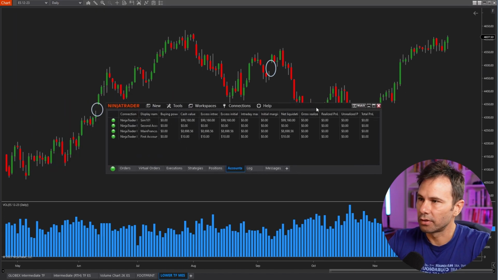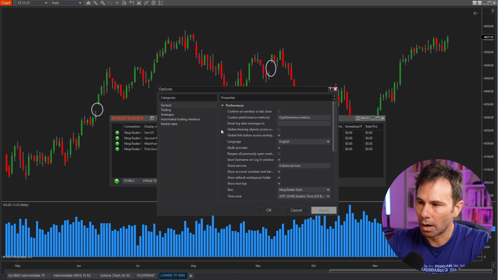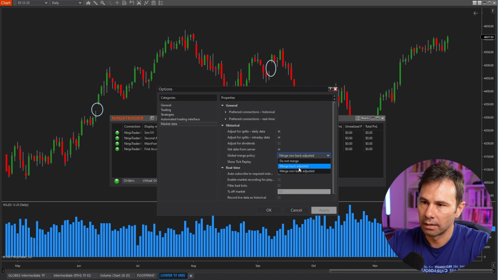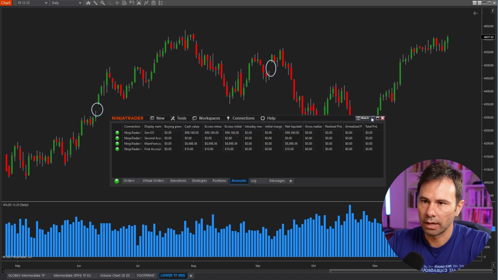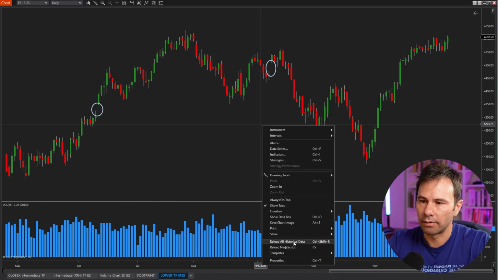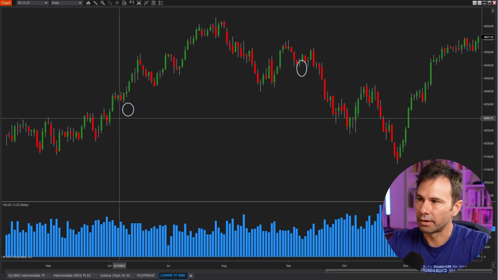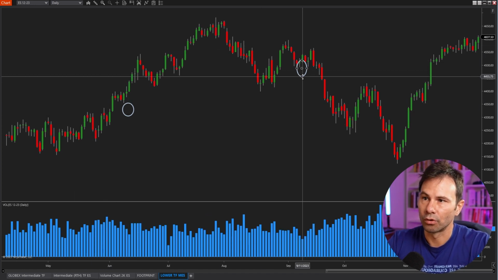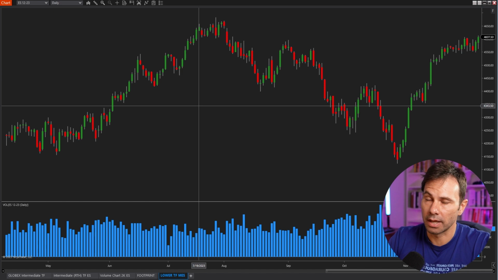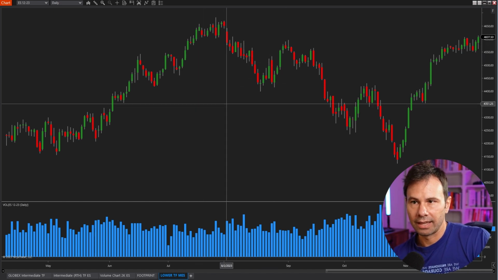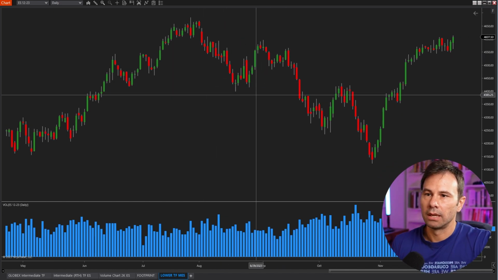So what you do is you come here, tools, options, market data, adjusted, you click OK, and then you right click and reload the historical data. And there you go. There are no more gaps here, right? So this is the chart that you need to be trading. Okay? This is the chart that you need to be trading.